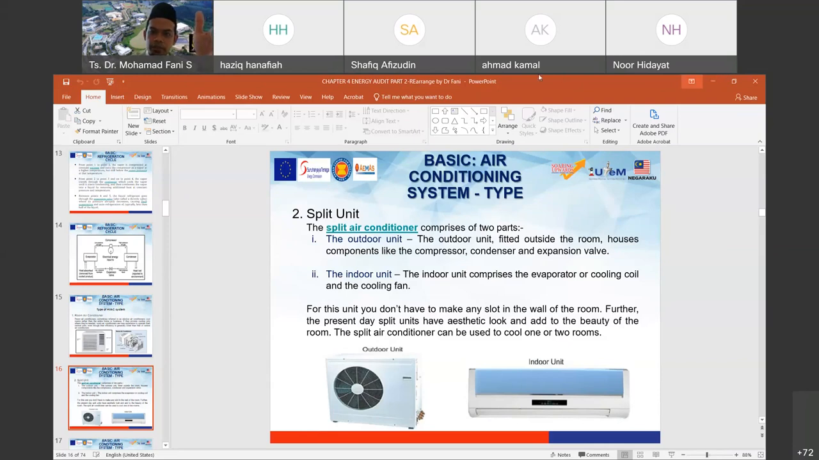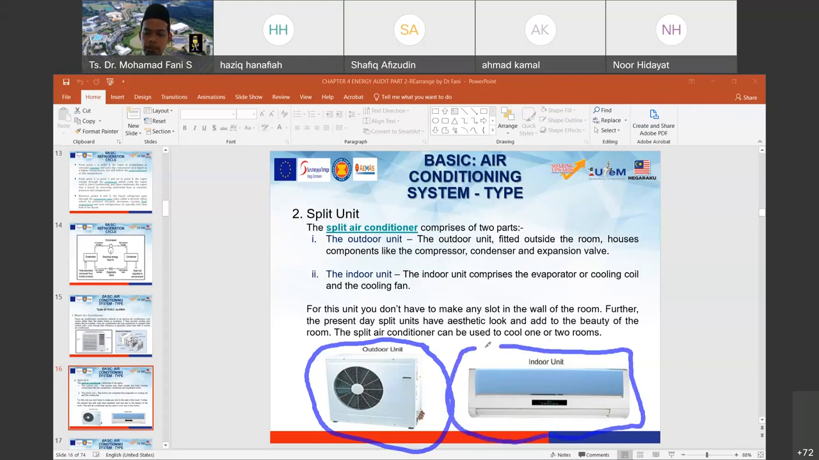So this one, I believe that you always see this aircon type, right? The split unit. For this unit, you don't have to make any slot in the wall of the room. Furthermore, this split unit has a kind of beauty pattern. Something like here, you can have many kinds of designs in the market right now. You can see better designs compared to the conventional one.